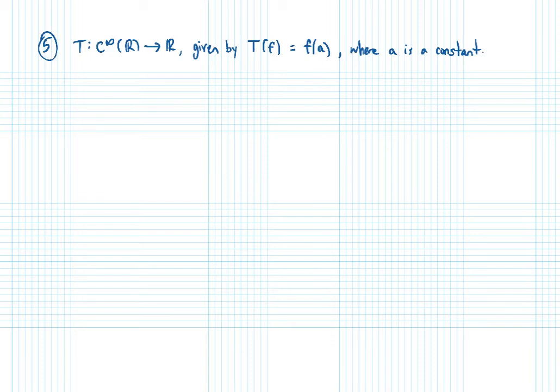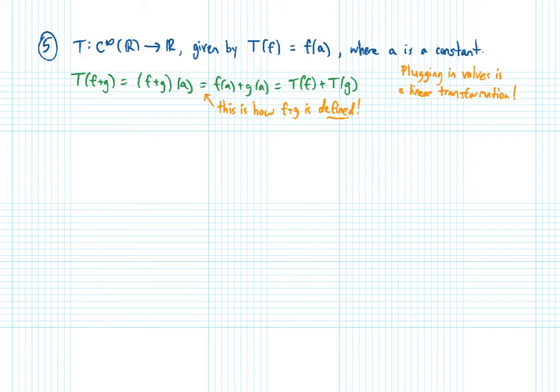So you could pick some particular x value a, and if you plug that a value into a function, then you'll get a number. And that is a linear transformation. And in this case, the property that T of f plus g is equal to T of f plus T of g really comes down to the way that f plus g is defined in the first place. That f plus g of a is f of a plus g of a. That's really how f plus g is defined. So the linearity of this operation is really built into the definition of addition of functions. And then similarly, for T of kf is equal to k times T of f, that really comes down to how k times f is defined.